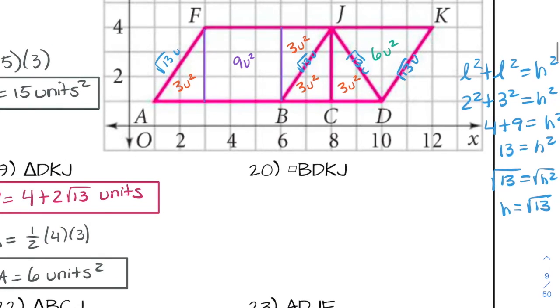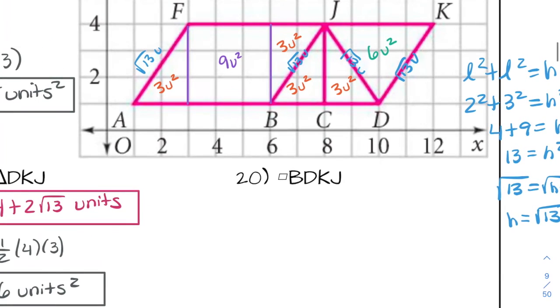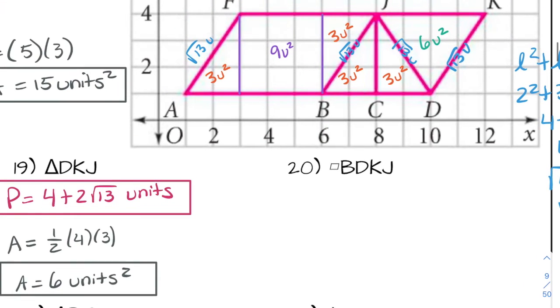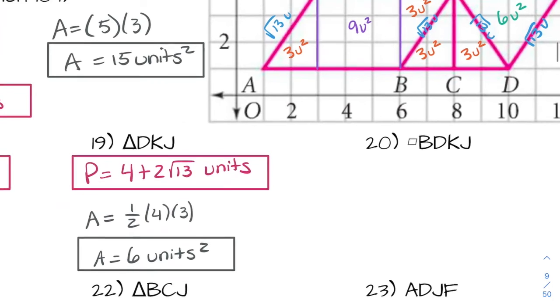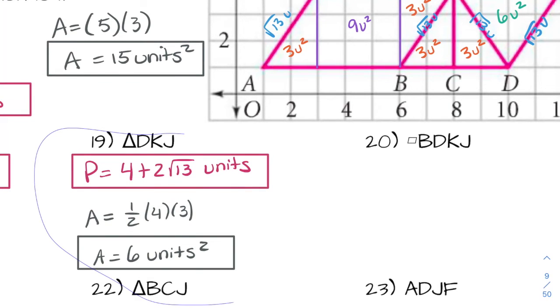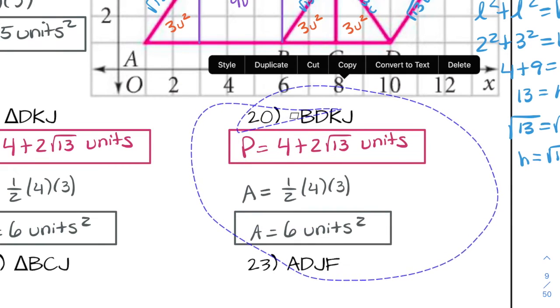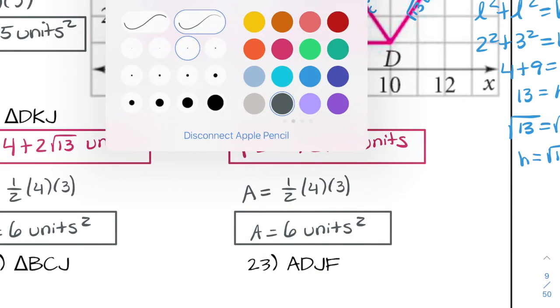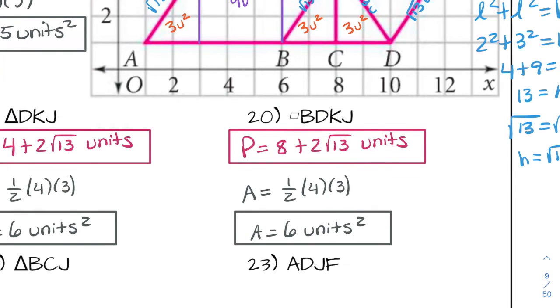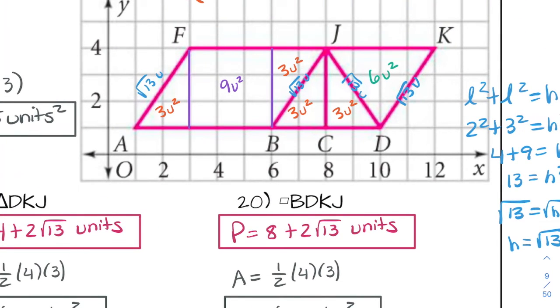Then we have triangle BDKJ. So it's this one right here. So it's 1, 2, 3, 4. So we have a perimeter. It's 4 and 4 and square root of 13 and square root of 13. So it's going to be 8 plus 2 square roots of 13.